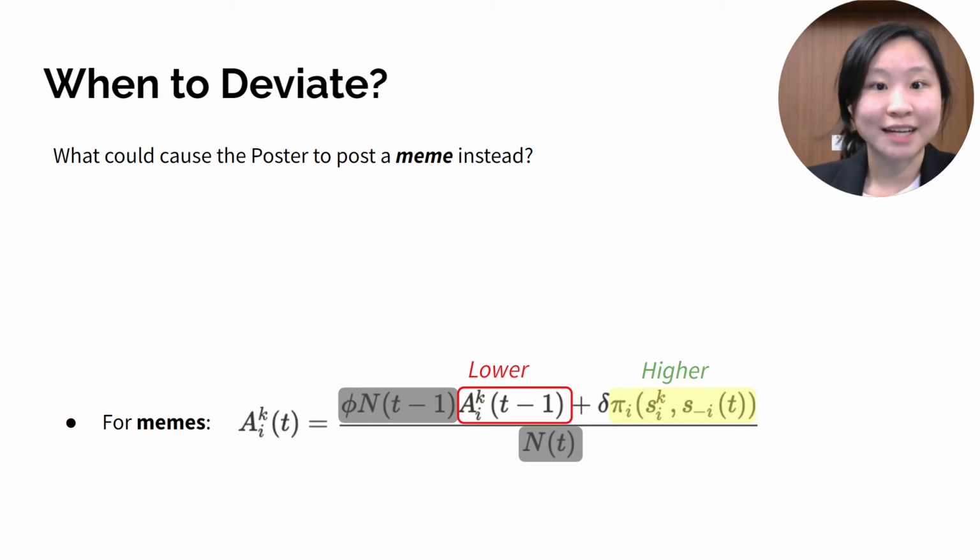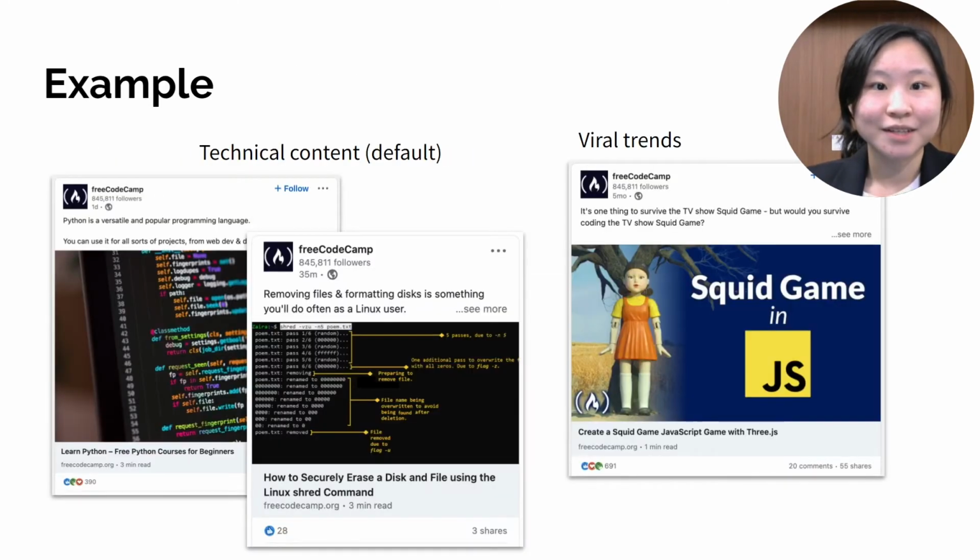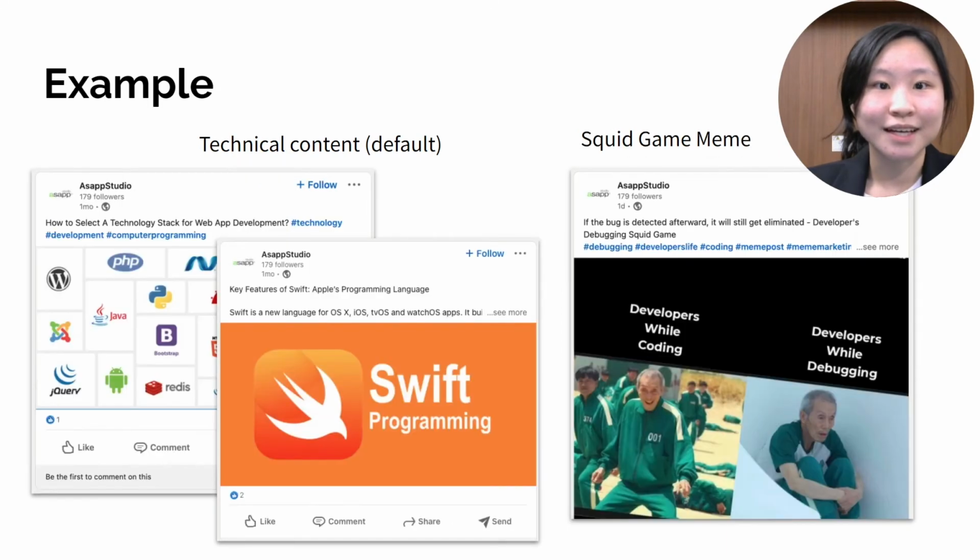When a poster can capitalize on a recent viral trend in the news, the payoff for posting memes may be especially high, as many people can relate to this trend. The high payoff offsets the low reinforcement level of the previous round, such that the poster would be willing to deviate from their usual serious content to post a meme. One example would be Squid Game, which became the most watched series on Netflix last year. Free Code Camp, which mostly posts technical content, immediately capitalized on this trend with a more light-hearted post on a Squid Game theme. And ASAP Studio, mostly focused on web development and programming tutorials, also posted a more informal Squid Game meme.